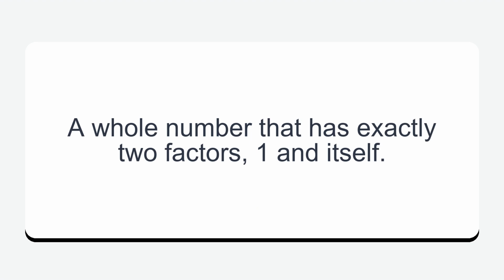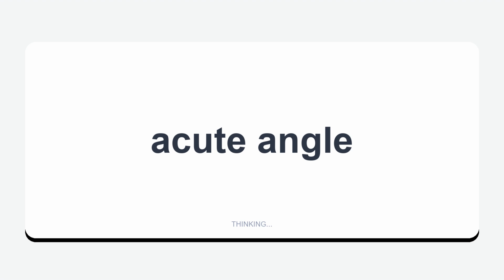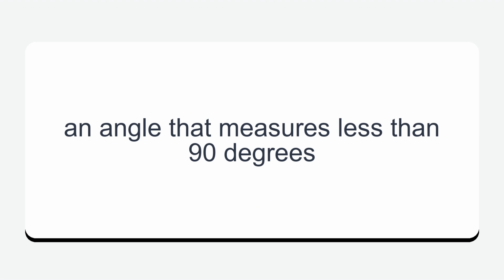Prime number: a whole number that has exactly two factors, one and itself. Acute angle: an angle that measures less than 90 degrees.